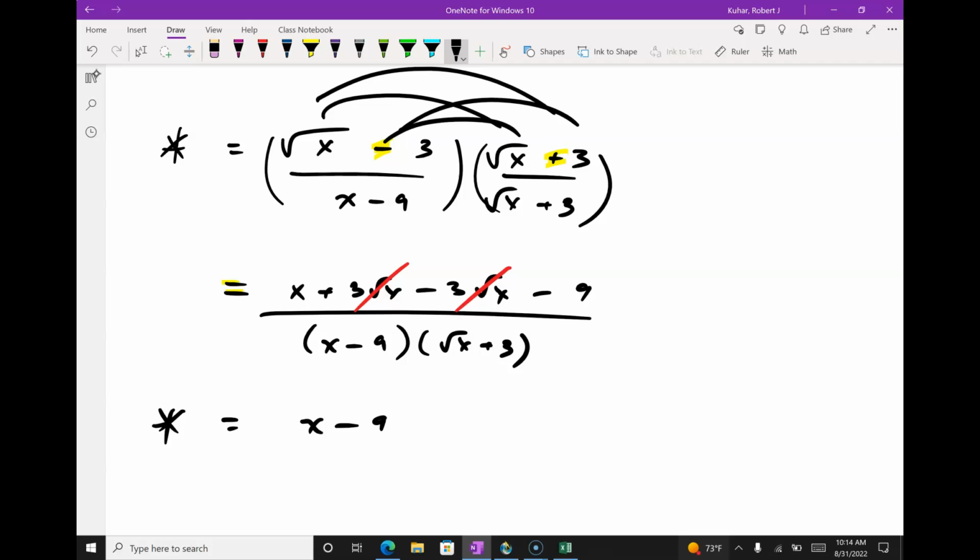So I've got now x minus 9 upstairs, factor of x minus 9 downstairs, and a factor of square root of x plus 3.